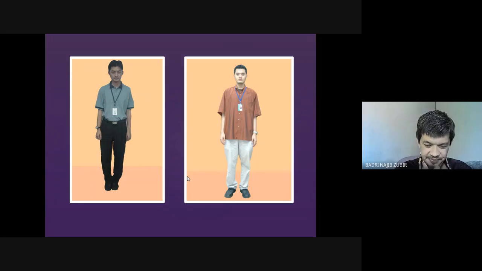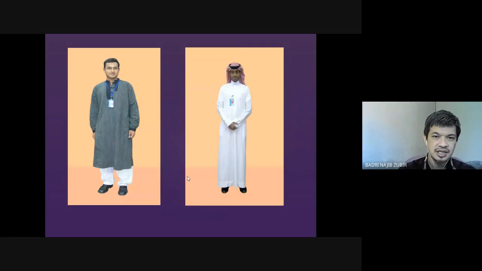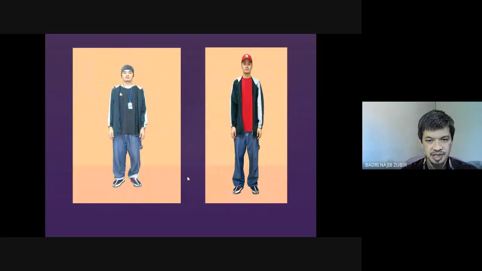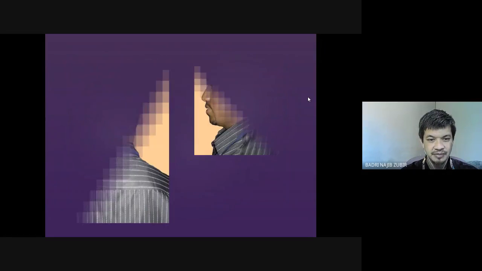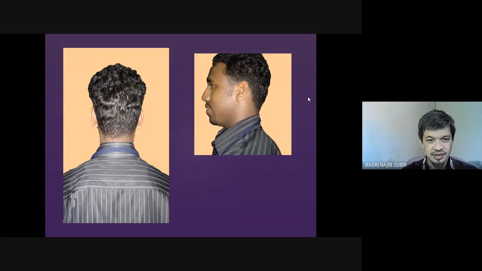So we want formal attire. So this is the national dress. For non-official function, okay, these are some pictures of the non-official function. So for example, here you can wear a round neck t-shirt, no problem. But if you want to attend class, you have to use a collared t-shirt. Also for male, for the boys, this is the approved hairstyle.